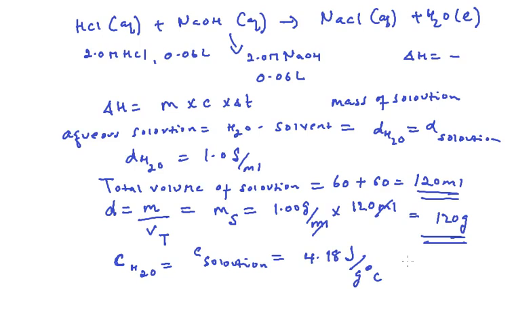Okay, one thing that's left is delta T. Delta T is the difference in temperature, which is the final temperature minus the initial temperature. So in this case, the final temperature is 28 degrees centigrade minus 19 degrees centigrade. If you subtract 19 from 28, that gives us 9 degrees Celsius. So now we can go back to the formula.